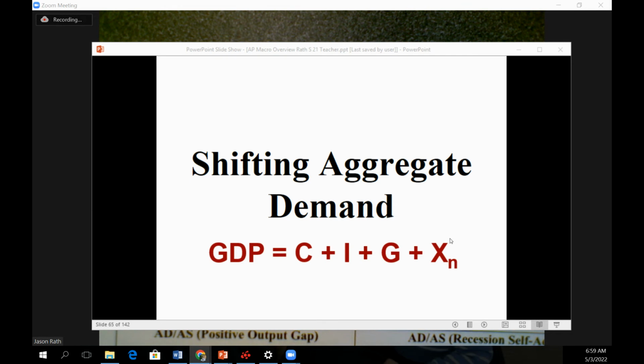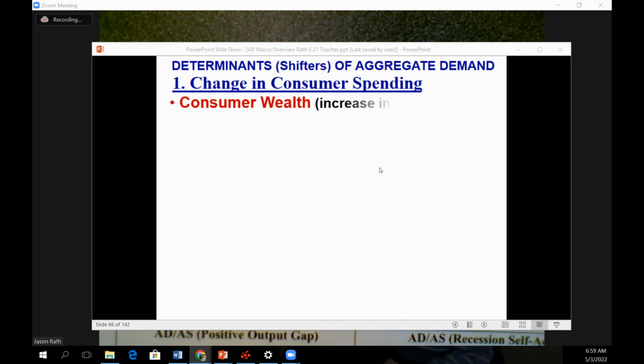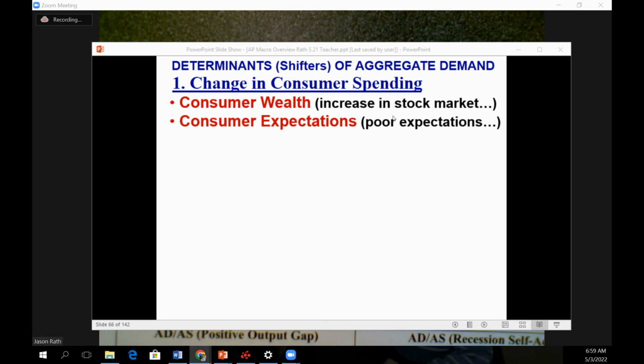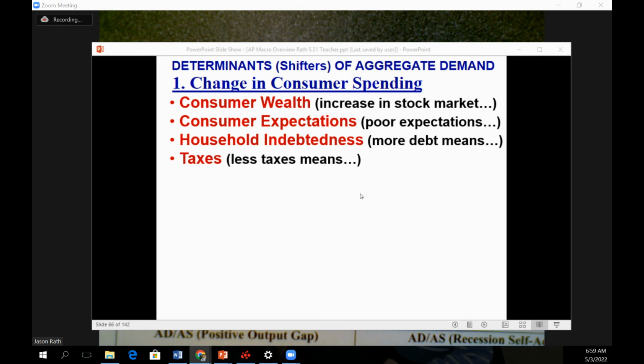And this number has been negative because we actually import more than we export. Which is unfortunate, but that's just kind of how our economy is right now. And so the determinants of this are change in consumer spending, like we talked about: consumer wealth, increase in stock market or things of this nature, consumer expectations, poor expectations for the economy, household indebtedness. Are people more in debt now than they were before? Taxes: less taxes means more money, more taxes means less money.